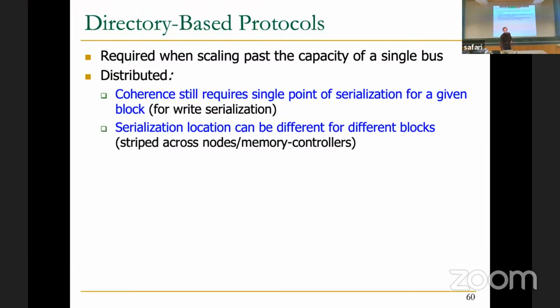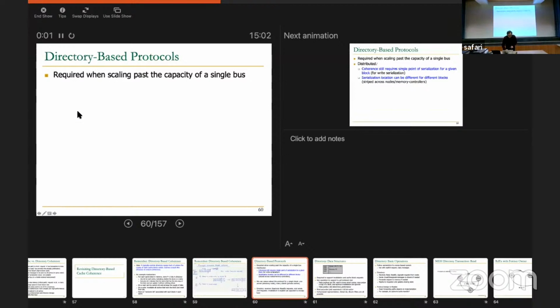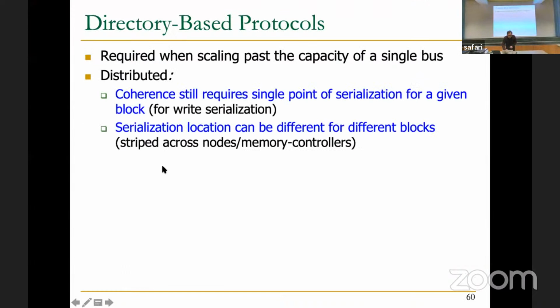Okay, basically, you still need to have a single point of serialization in the directory. But that single point of serialization can be different for different blocks, essentially. So you can basically stripe it across nodes and memory controllers.